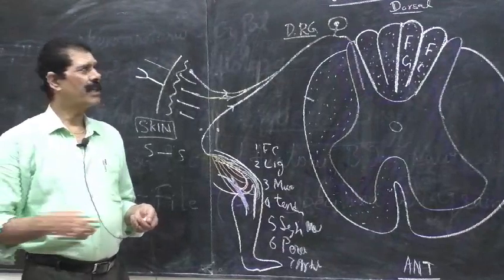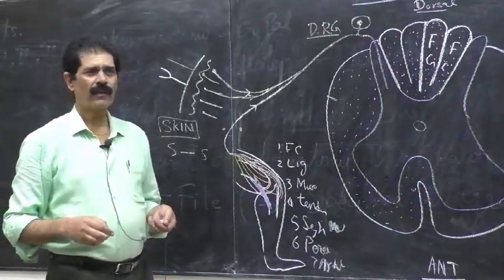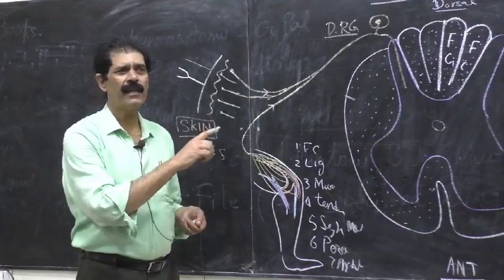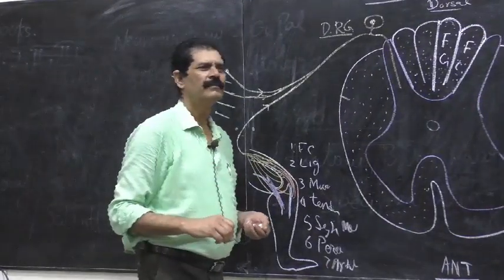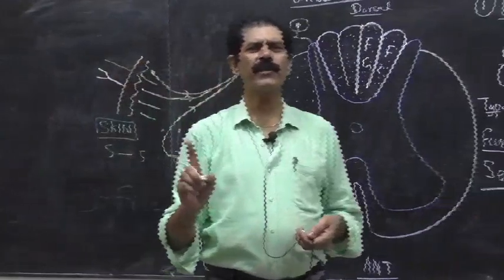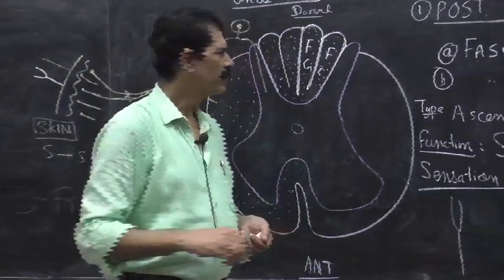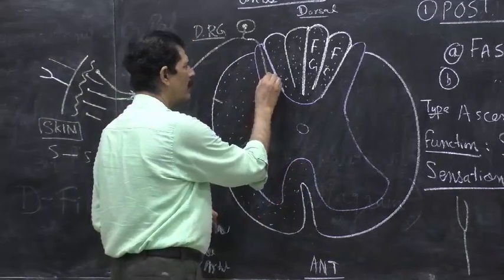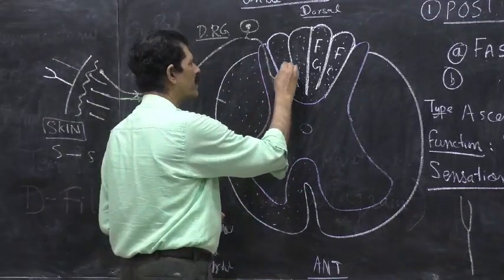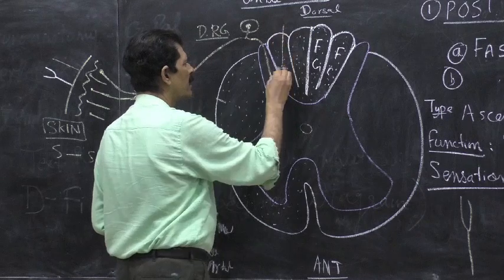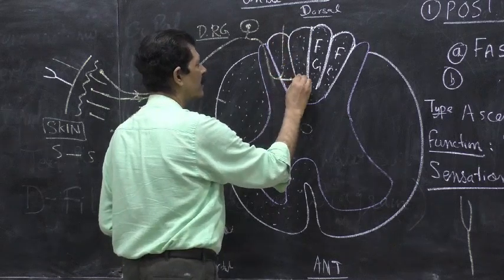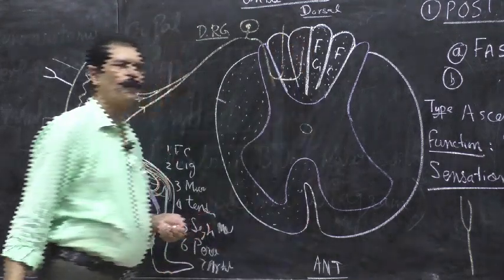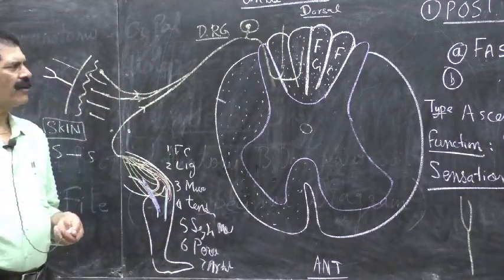Now these sensations reach the posterior horn. They do not relay in the posterior horn cells, underline it. They do not relay into these cells of the posterior horn, but they directly go into the fasciculus cuneatus and fasciculus gracilis. They directly go, and they now ascend up.